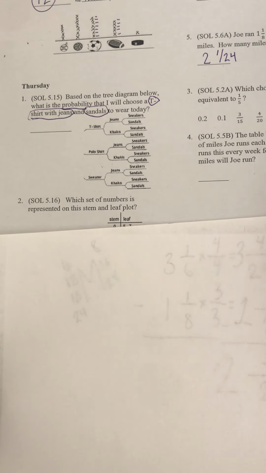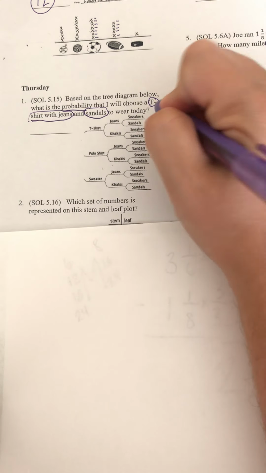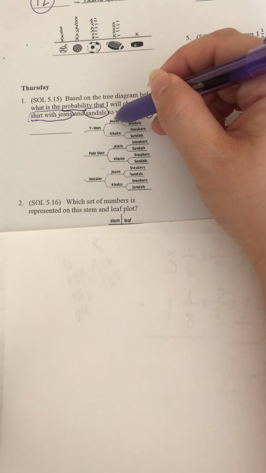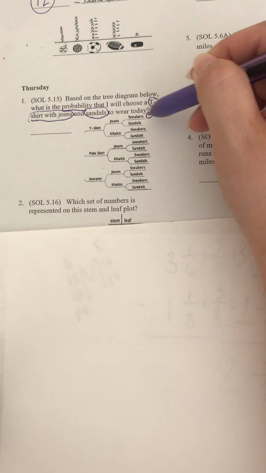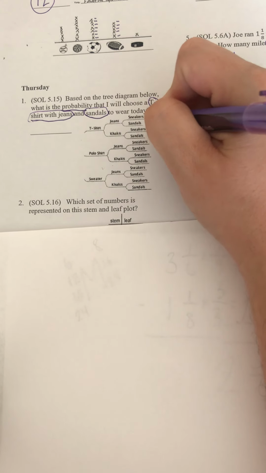So the first thing we need to do is count the total number of outfits that you can make, and that will be the denominator. So this is one complete outfit, t-shirt, jeans, sneakers. So I'm gonna put the 1 beside it. You could also make t-shirt, jeans, and sandals. So I'm gonna write the number 2.